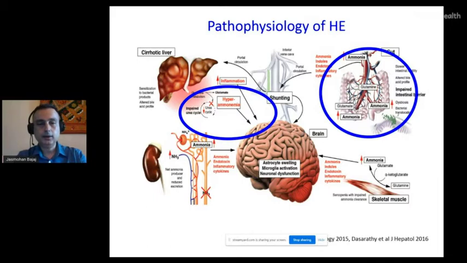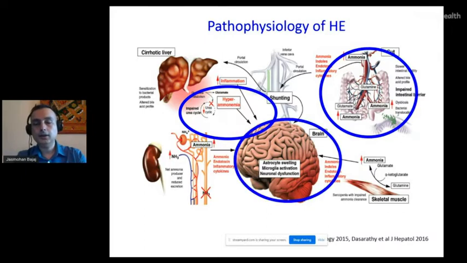In addition, the kidneys become net ammonia producers with reduced excretion. So instead of being net ammonia secretors, the kidneys also add to the ammonia load, as well as the muscle. The skeletal muscle is quantitatively and qualitatively damaged in patients with cirrhosis. So the ability of the muscle to make glutamine and suck up the circulating ammonia also goes down.